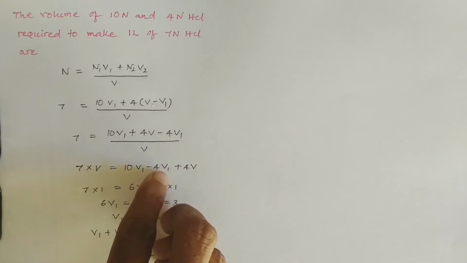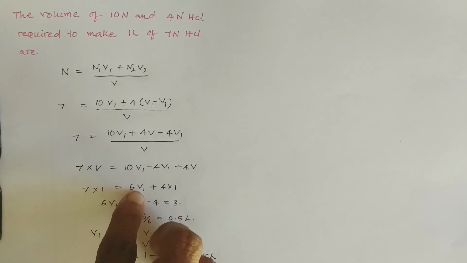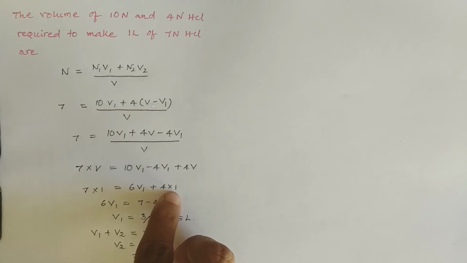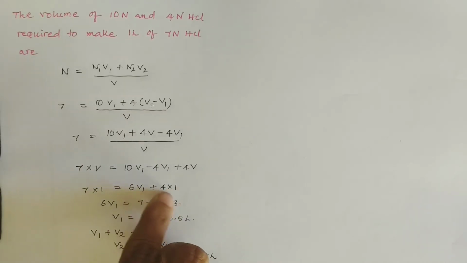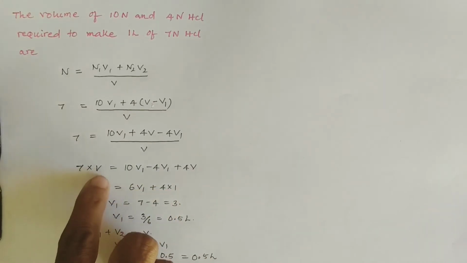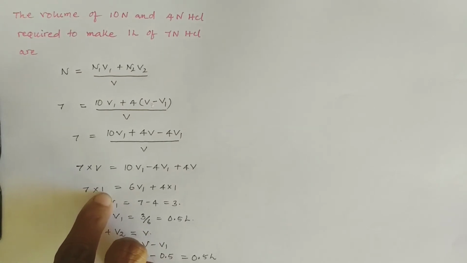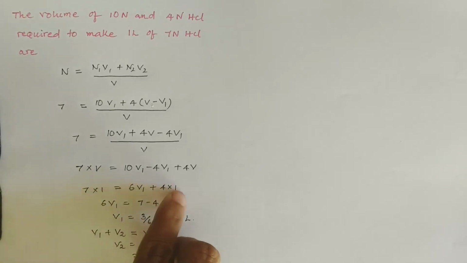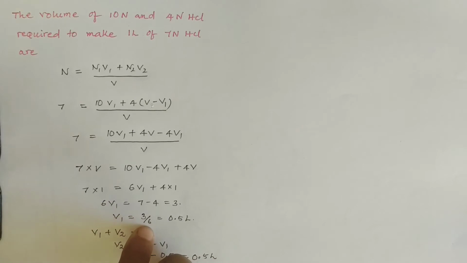So 7V is equal to 10V1 minus 4V1 plus 4V. 10V1 minus 4V1 is 6V1, and total volume is given, that is 1. So 4 into 1, that is equal to 7 into 1. Total volume is again 1 here, right? Now 6V1 is equal to 7 minus 4, or 3 liters. 6V1 is equal to 3, or V1 is equal to 3 by 6, or 1 by 2, that is equal to 0.5 liters, right?